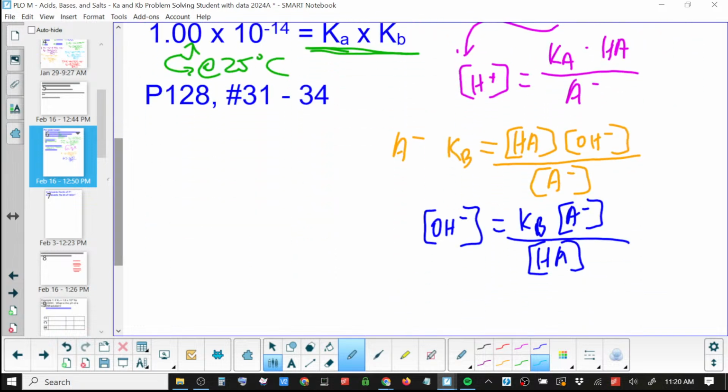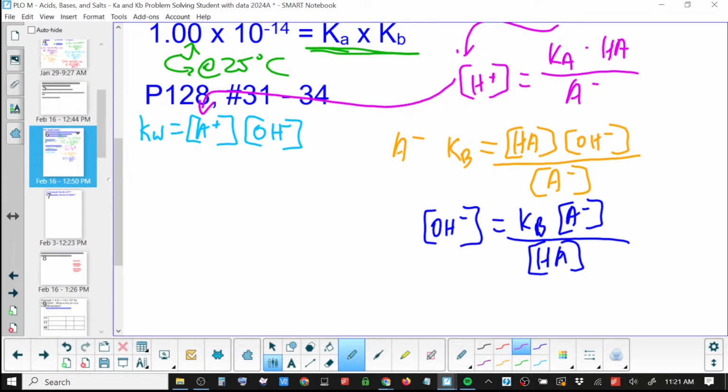Now we know KW, we've already defined, is the concentration of H plus times the concentration of OH minus. I would like you to take the H plus and the OH minus and substitute what they're equal to. So put them in there and tell me what you get. It'll just be KA times KB because everything else will cancel.